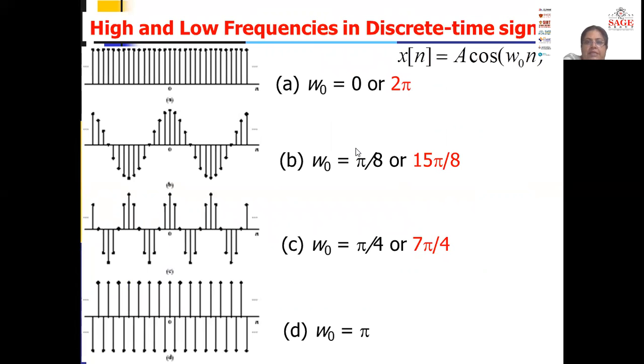High and low frequency in discrete time signals: we can vary the value of omega naught, and we can change the frequency of the sequence.